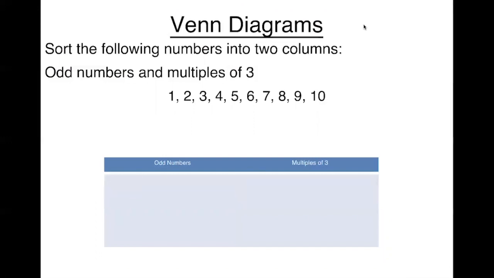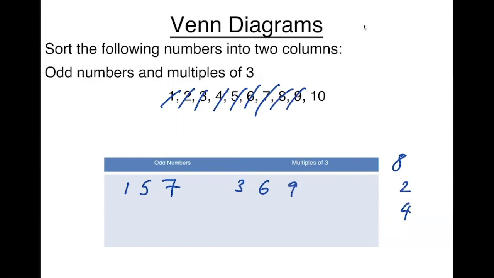Okay, so hopefully you've already sorted them. Now there might be a bit of an issue here, so let's just have a look and see. So we've got 1 is an odd number, 2 is not a multiple of 3, so we're going to have to put that outside here. 3, well, 3 is odd and a multiple of 3. 4 outside, 5 is an odd number, 6 is a multiple of 3, 7 is an odd number, 8 is not a multiple of 3 or an odd number, 9 is a multiple of 3, and 10 is neither. So you can see that trying to put things into 2 boxes is quite difficult.